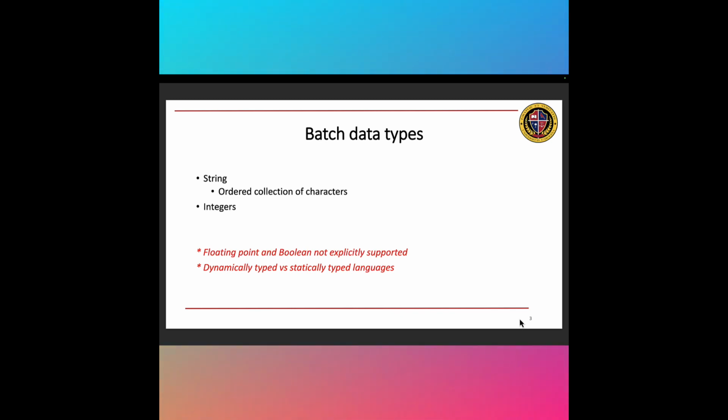The floating point and Boolean data types are not explicitly supported in batch scripting. When we talk of floating point, we're talking of decimal numbers, and Boolean is true or false. So if you want to do floating point arithmetic, you need to go around it with some manipulation statements. Batch scripting can be described as a dynamically typed language. We'll give more explanation on that when we go to variables in our next slides.